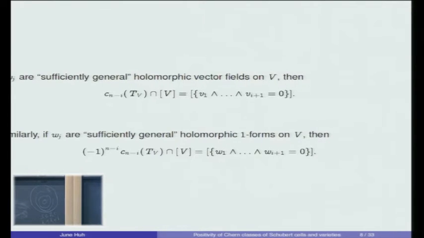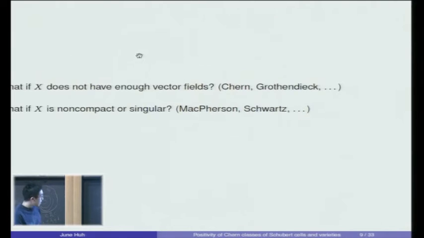So in that case, up to an appropriate sign, (-1) to the n minus i, our homology class is again the honest class of a subvariety, which measures the vanishing of our collection of sufficiently general differential one forms. So the next part of the story is that the same theory can be built up even when your variety does not have enough vector fields in the previous sense or enough differential one forms. That was the theory of Chern classes.